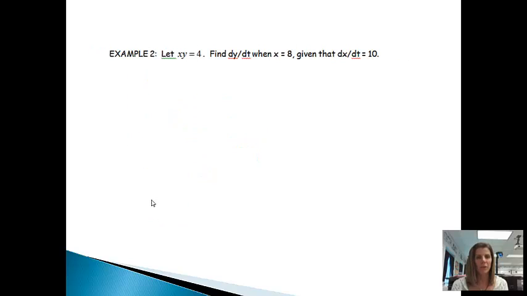All right, let's try another example. This time let xy equal 4. We would like to again find dy/dt. We know that x is 8, and we are given that dx/dt is equal to 10. Again, I know it's a related rates problem because we're changing things with respect to time. We want to know how fast things are changing.